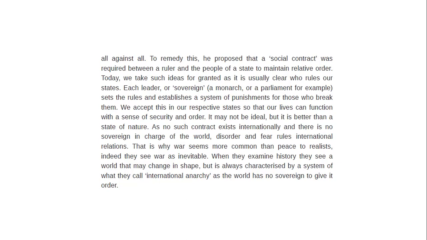And that's a realistic way of looking at it. When they examine history, they see a world that may change in some shape, but is always characterized by a system of what they call international anarchy, as the world has no sovereign to give it order. Again, there's no one world government that says, hey, everyone's going to do what I say. So many different countries have their own problems within themselves, right? Hong Kong's having a problem with mainland China, because Hong Kong used to be its own country for many years. Israel and Palestine. So that's the international anarchy. Right. Let's continue.